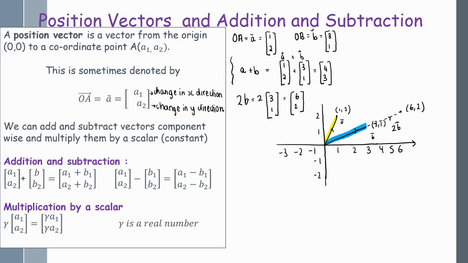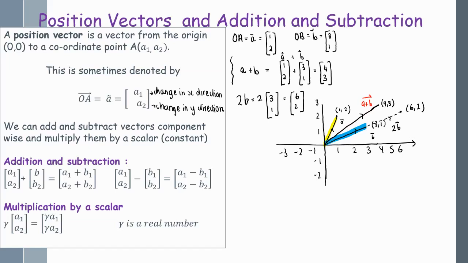When we add vectors A and B, notice I'm just going to add them component-wise. So my first component in vector A was just 1. My first component in vector B for the x direction was 3. So I just do 1 plus 3, and that will give me 4. I do the same with the second components. 2 plus 1 is 3, and this will give me the new vector 4, 3.